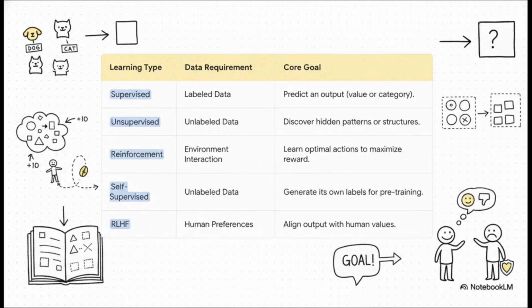And here it is. This table puts it all in one place. You've got supervised, needs labeled data. Its goal is to predict something. Unsupervised, needs unlabeled data. Its goal is to find hidden groups. Reinforcement, learns by interacting with an environment to get a reward. Self-supervised, uses unlabeled data to create its own labels for training. And finally, RLHF uses human preferences to align a model with our goals. Honestly, if you can walk into your exam and explain the data and the goal for each of these 5, you are going to be in fantastic shape.